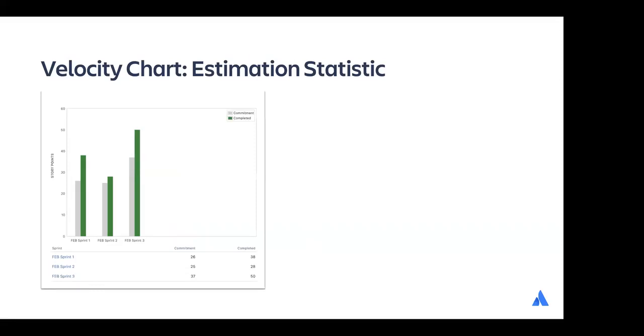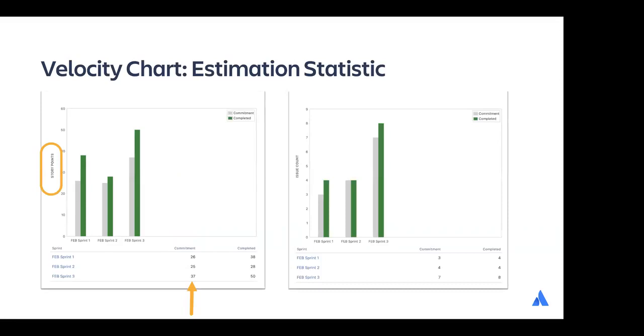And the estimation statistic shows up here on the right-hand side. If you were doing story points, it shows you in terms of story points. If you're doing issue count, it shows you in terms of issue count. So these kinds of caveats are great to know.